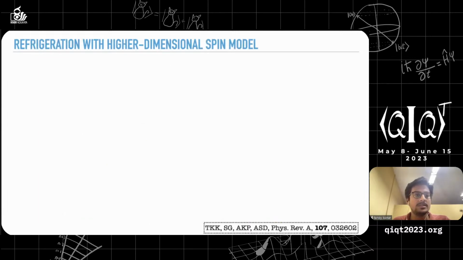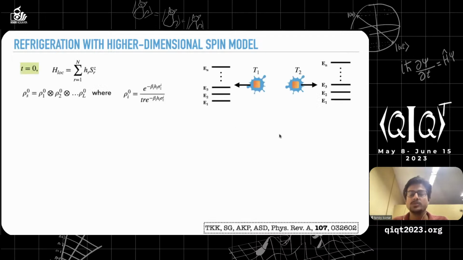And now I will take the refrigeration with a higher dimensional spin model. Suppose there are two spins, one at temperature T1 and one at temperature T2. Each individual system is a spin J, with J the spin value, and each individual system is given by this Gibbs form. Each system is now an N level or D level system, a J level system.